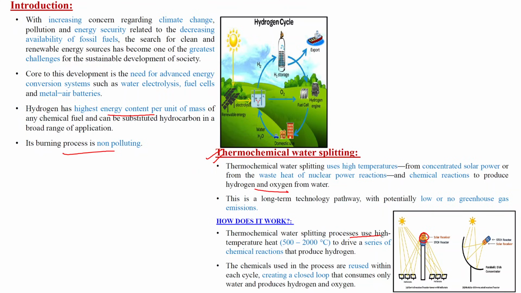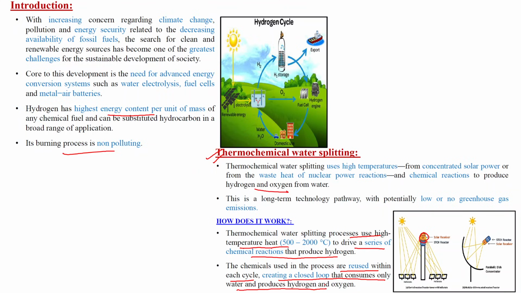Thermochemical water splitting processes use high temperature heat, that is 500 to 2000 degrees C, to drive a series of chemical reactions that produce hydrogen. The chemicals used in the process are reused within each cycle, creating a closed loop that consumes only water and produces hydrogen and oxygen.